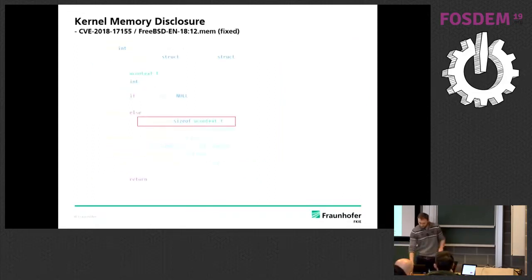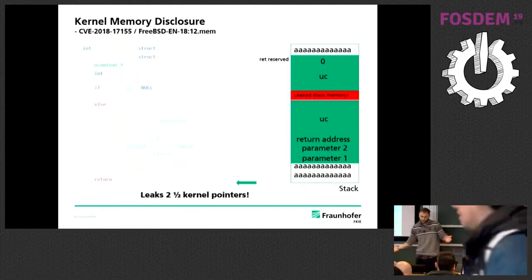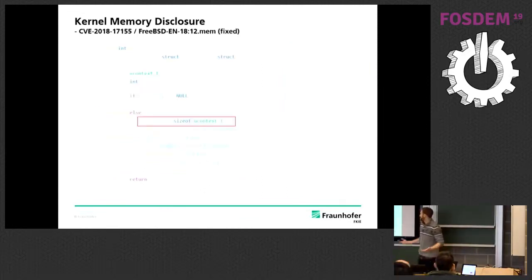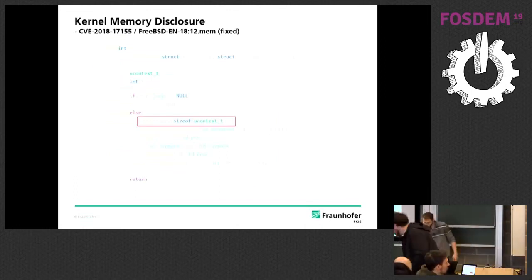You won't see it at first look maybe, but if there was kernel ASLR in FreeBSD, it would have been broken. So the fix here is quite easy. Well, you just zero out everything before you write to it.